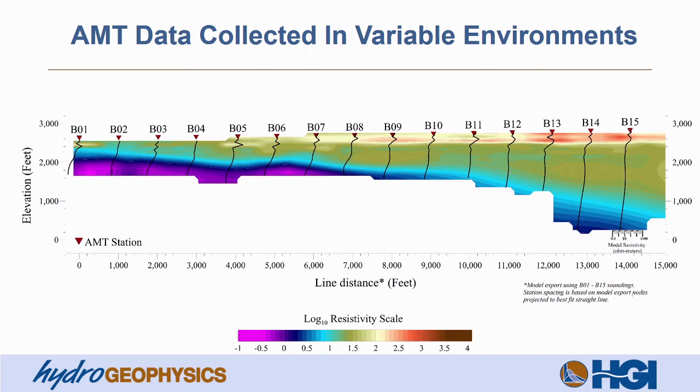Note the depth of investigation of the AMT data may depend on the conductivity and resistivity of the subsurface. The depth of investigation in the conductive zone is only 1,000 feet, and the depth of investigation in the resistive zone is almost 3,000 feet.